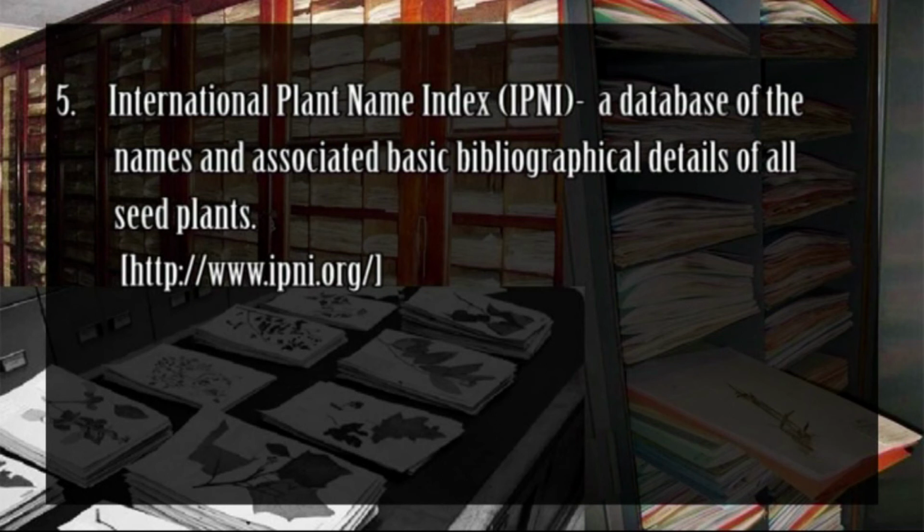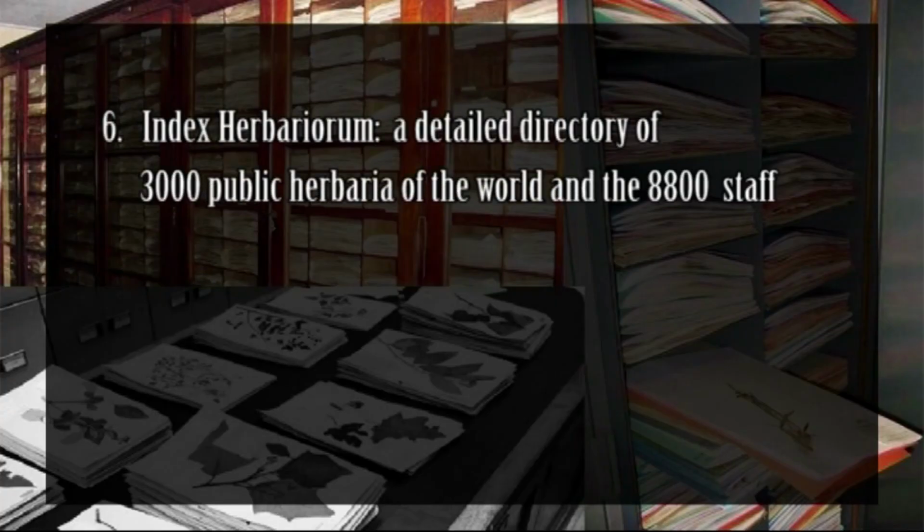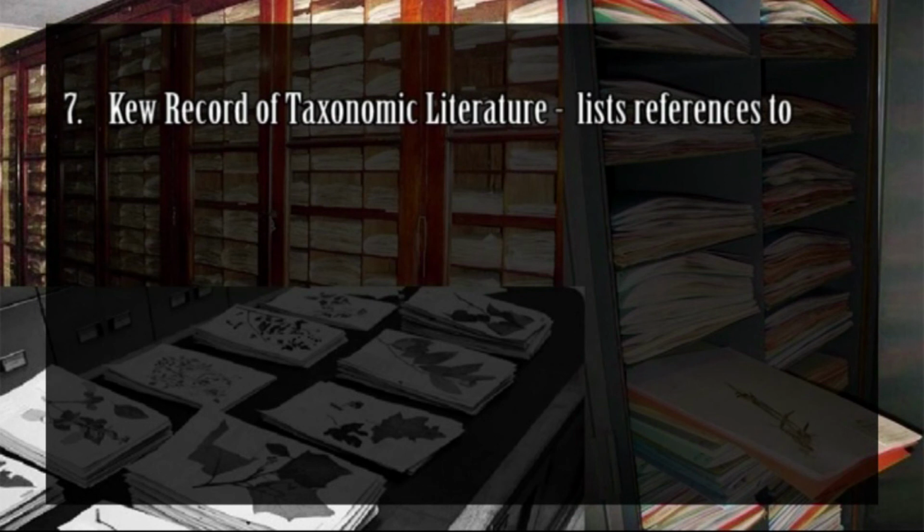IPNI is the product of collaboration between the Royal Botanic Gardens Kew, the Harvard University Herbaria and the Australian National Herbarium. We also have Index Herbariorum, a joint project of the International Association for Plant Taxonomy, that is IAPT, and the New York Botanical Garden. It is a detailed directory of about 3,000 plus public herbaria of the world and about 8,800 staff members associated with them. We also have Kew Record of Taxonomic Literature.